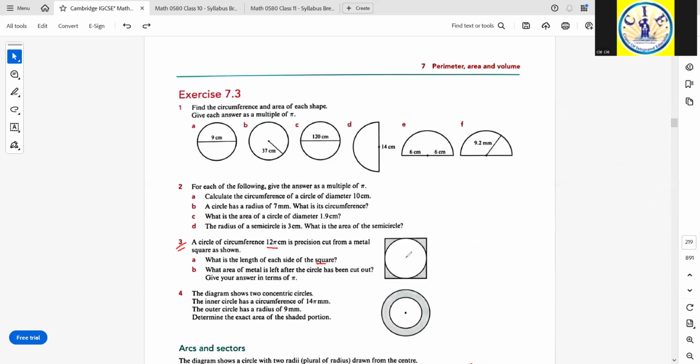So I need to have the circumference of the circle, which is given by the formula 2 pi r, and the value of the circumference given in the question is 12 pi centimeters. So I'm going to replace this value. 12 pi is equal to 2 pi r. So from here, 12 pi divided by 2 pi, pi gets cancelled out and 12 gets divided by this 2. So the radius is 6 centimeters.